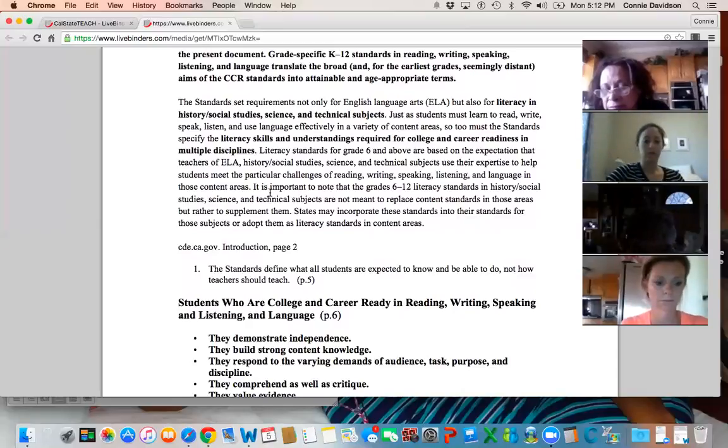The literacy skills, you guys have an advantage. You're multiple subject teachers, so you already know you're going to be teaching literacy. But secondary teachers, not so much. You do need to teach literacy in the various content areas. And that means that literacy looks different depending on the content that you are teaching.